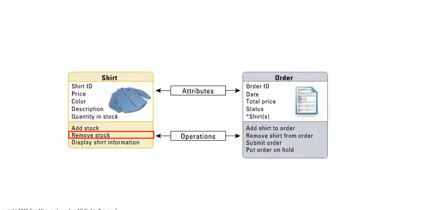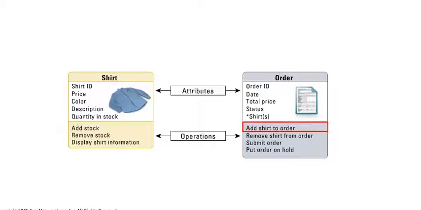Let's say we decide that a shirt isn't selling and we want to ship it back to the manufacturer, so we'll need a remove stock function. Or also, every time someone orders a shirt, we'll need to remove that stock from that quantity of the shirt. We also will want to be able to display the shirt information. So we'll need a function that does that on our catalog, on our website. So those are just some of the operations that we may identify for shirt objects.